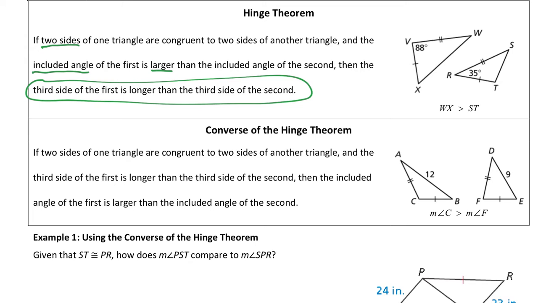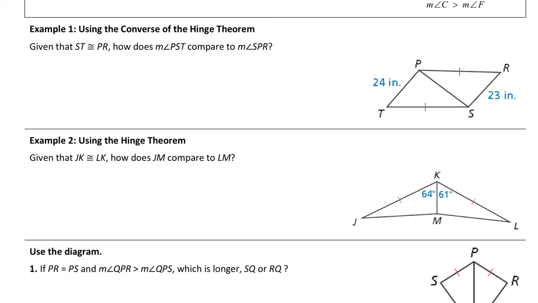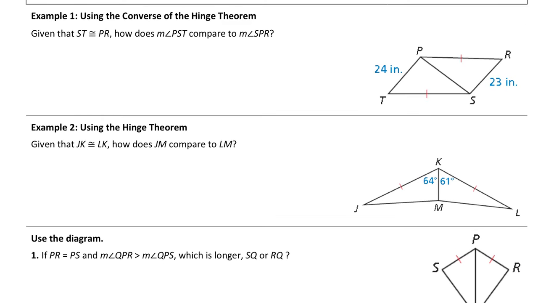So I know that's a long paragraph to read. Generally for a theorem, they're shorter. But for example one, I want to just talk about the hinge theorem. It says, given that ST is congruent to PR, how does angle PST compare to angle SPR? Now, first of all, we're not done with the reflexive property. We can say that PS is congruent to PS. It's important that two sides are congruent. We're talking about the included angle.